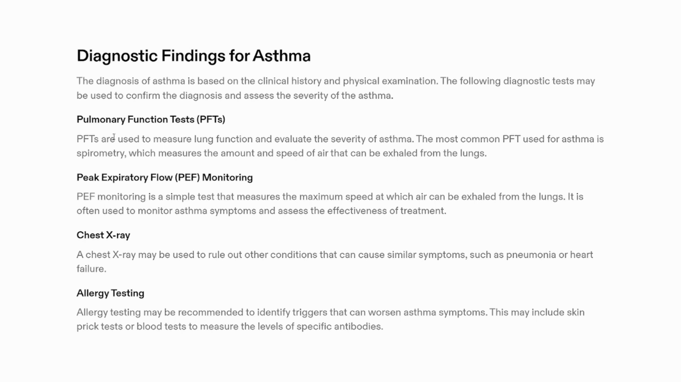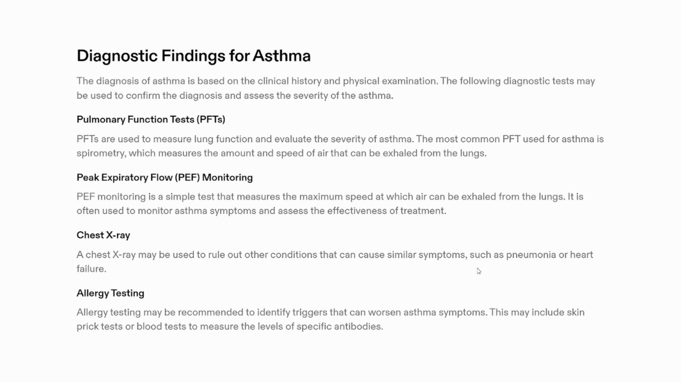The diagnostic tests are pulmonary function tests, PEF monitoring, chest X-ray and allergy testing. First, in the case of PFT, we evaluate the severity of asthma, whether it is high or low grade, and identify that with the symptoms. The most common pulmonary function test is spirometry. Here we can observe the amount and speed of air during inhalation and exhalation. And in PEF monitoring, we measure the maximum speed at which the air can be exhaled from the lungs.